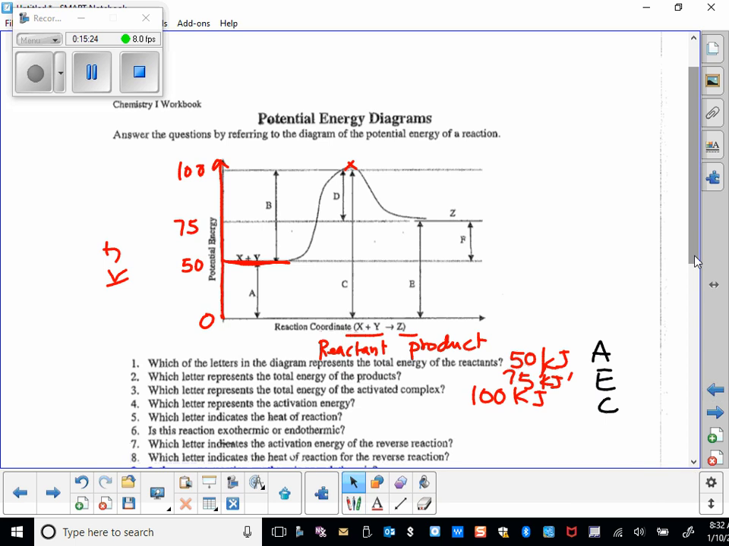Yara, what is the activation energy in this reaction? B is correct as an alphabet. What about number? 50 to 100, which will be what? 100 minus 50, it's going to be 50. Is that clear? You understand? Margaret, what is the heat of reaction? Heat of reaction, how do we figure it out? What minus what? Product minus reactant. So what is it going to be?